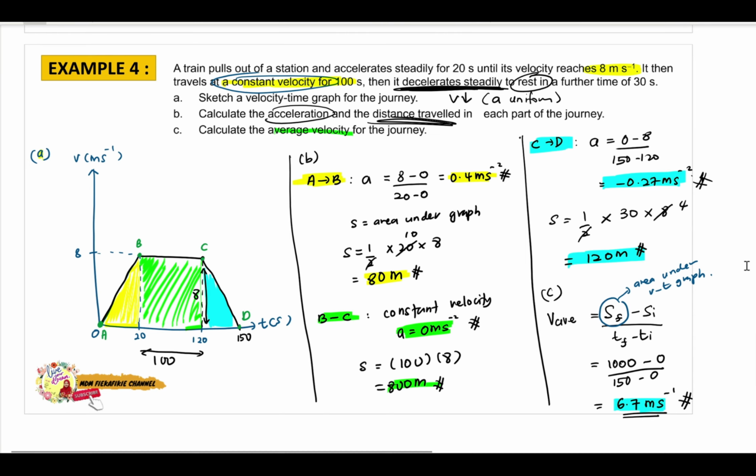Alright, so now we have finished discussing 4 questions for subtopic 2.1. And then for the next video, we will try to discuss 2.2 under kinematics of linear motion. So we will discuss questions using the 4 equations of linear motion.